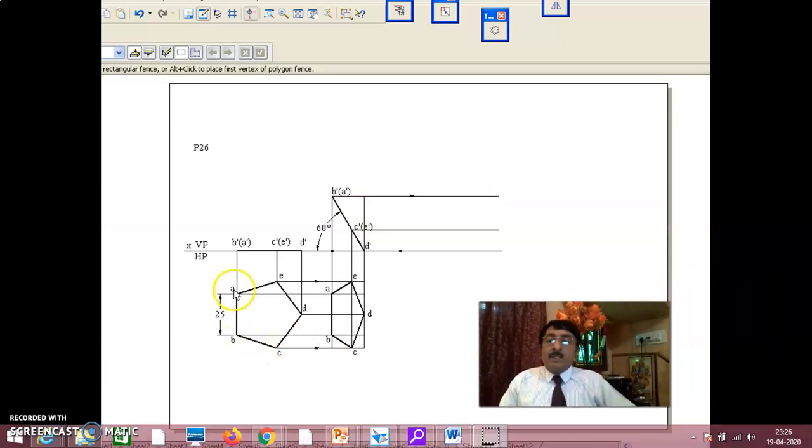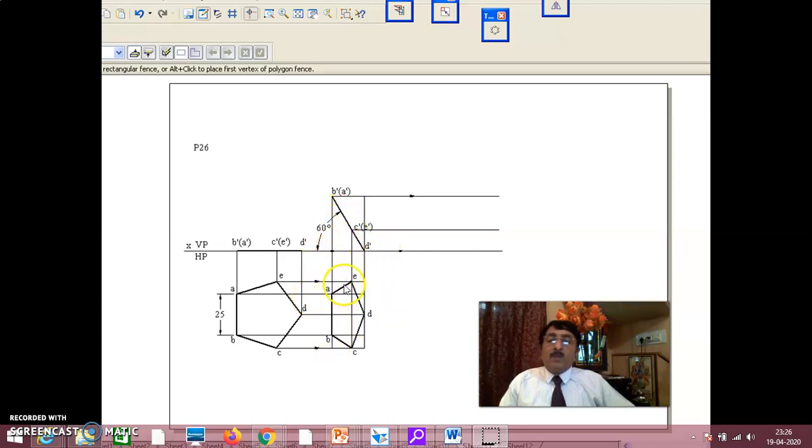Now draw the 25 pentagon as usual. In the previous problem also it was there: corner on HP, surface inclined at 60 degrees to HP. In this first stage, the front view was the median length, and since it is moved parallel to VP, this length and this length are the same. Take 60 degrees, get the top view.